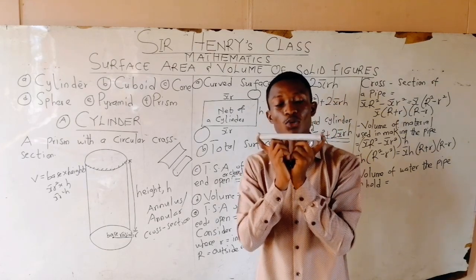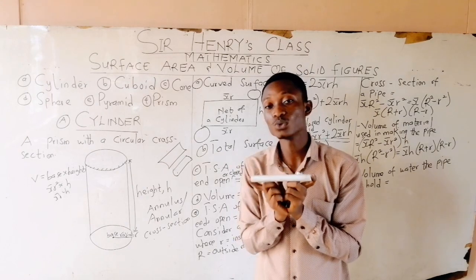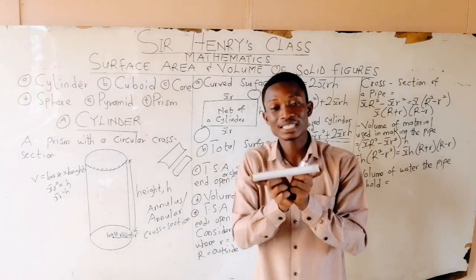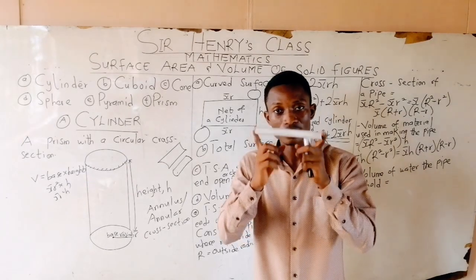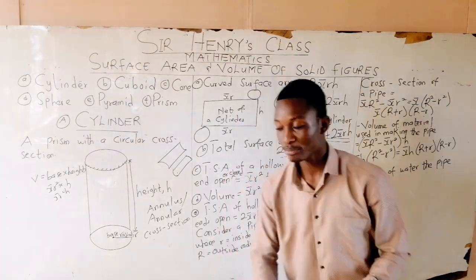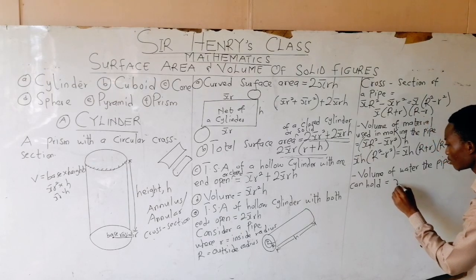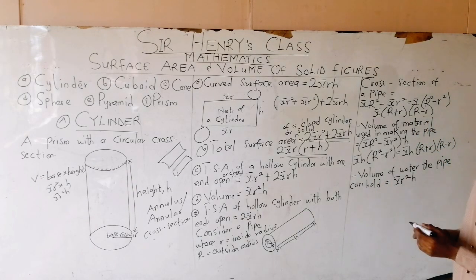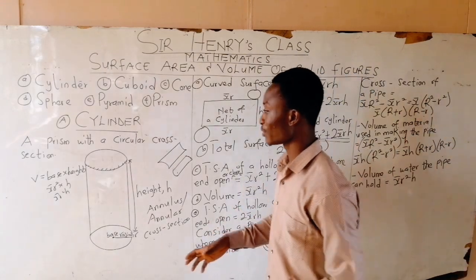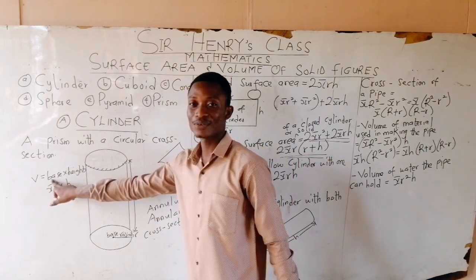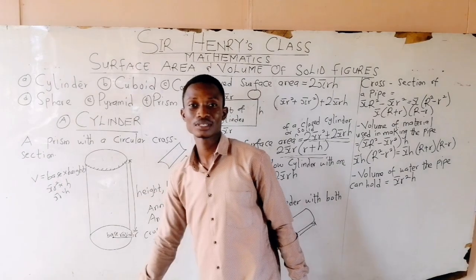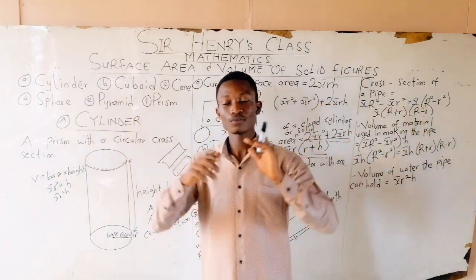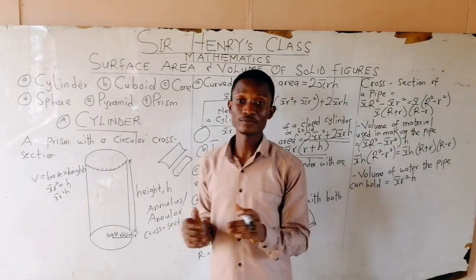So the volume of water a cylinder or a pipe can hold and the volume of a cylinder or a pipe are the same thing. That is pi r squared h: the area of the circle, the area of the base, times the height. Are you good? So you are now going to solve questions on what we've done with the formula.